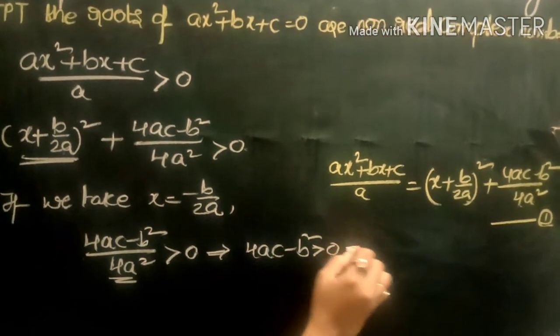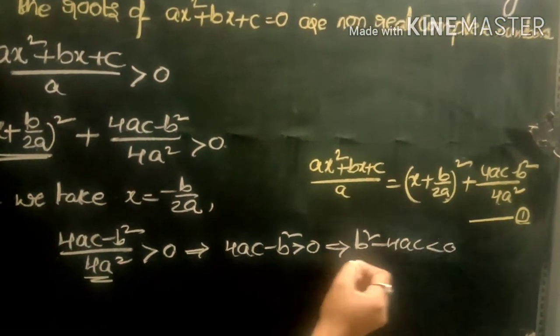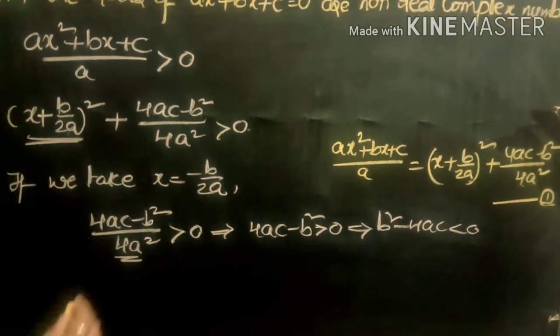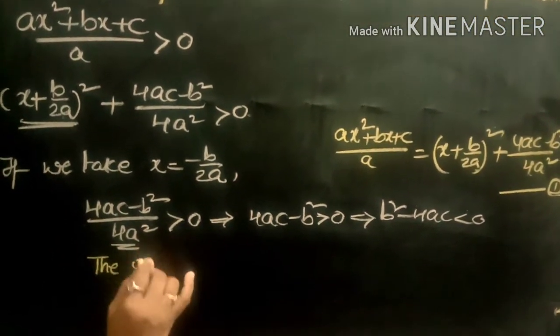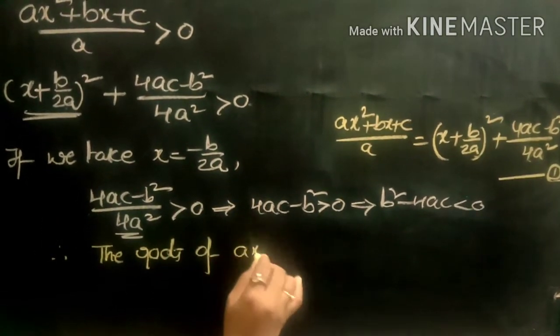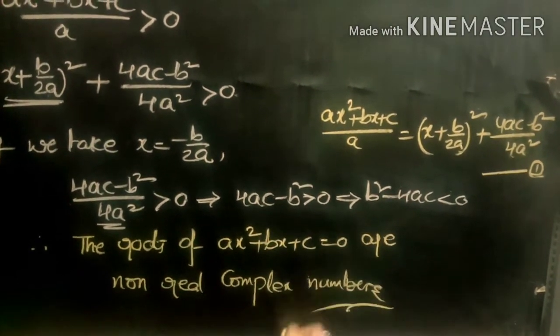4ac − b² > 0 means the value of b² − 4ac < 0. b² − 4ac < 0 means the roots of the equation are non-real complex numbers. Therefore, the roots of the equation are non-real complex numbers. That's all. That's the result.